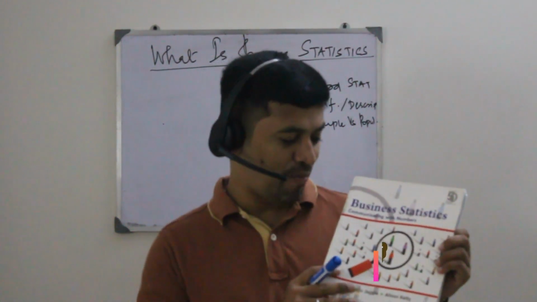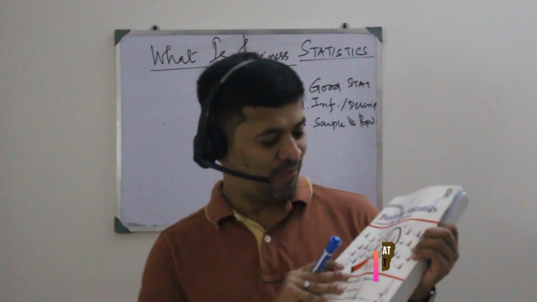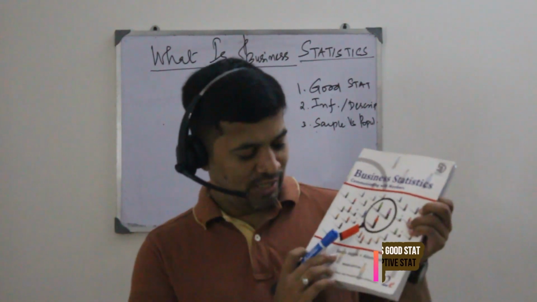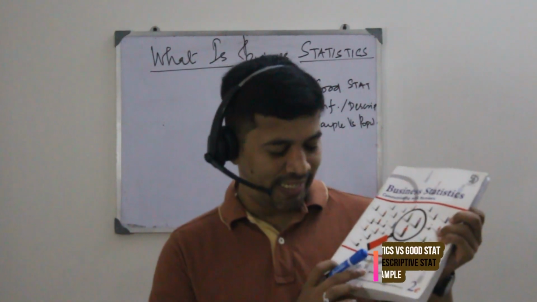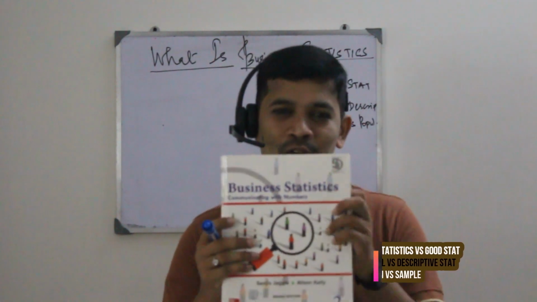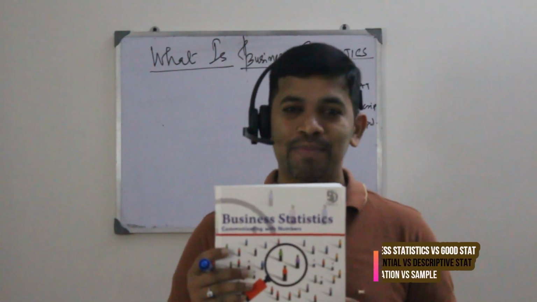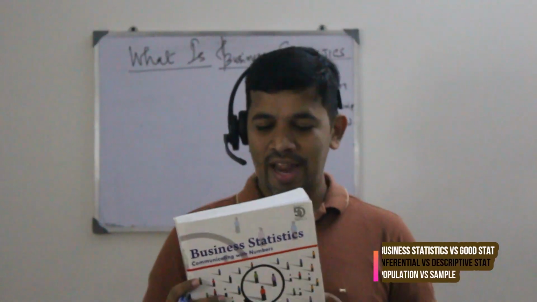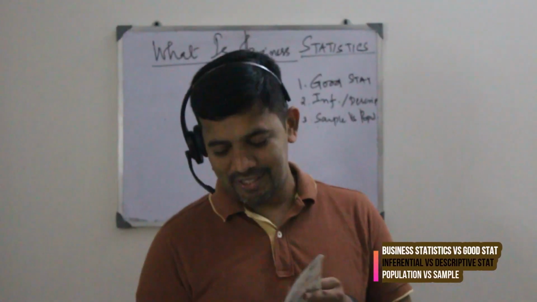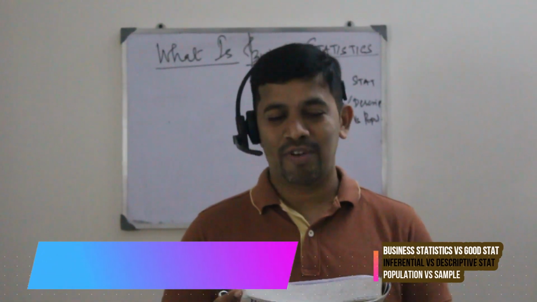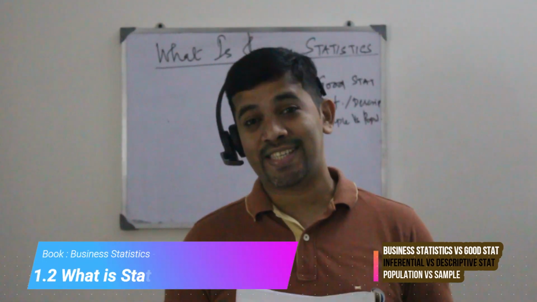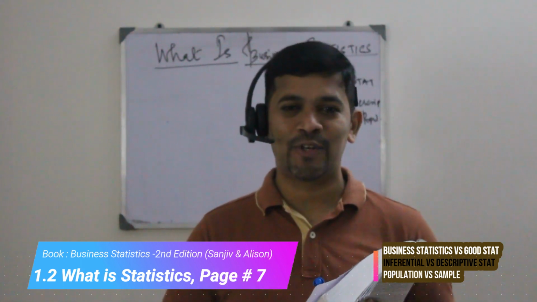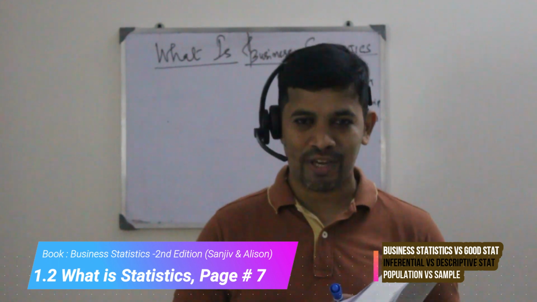Today we are going to discuss from the book called Business Statistics: Communicating with Numbers, written by Sanjeev and Alison, and this is an Indian edition. Wonderful book. It has various business statistics problems and solutions. One of the interesting things I am going to do is define something called what is statistics. I find it very intriguing and interesting, and I'm going to explain it in a few seconds.